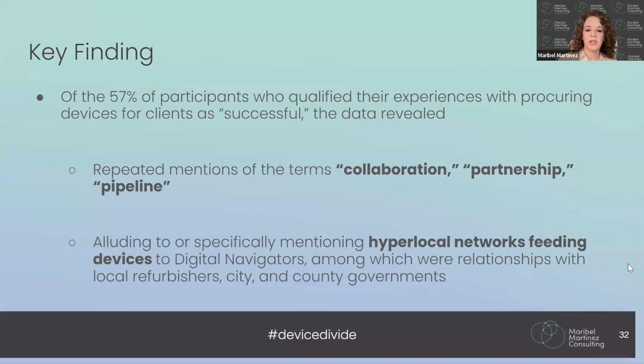Another even more interesting finding was learning more about perhaps why or how some digital navigators were successful with procuring devices for clients. As digital navigators were asked to elaborate on their successes, certain words were repeated time and again, words such as collaboration, partnership, and pipeline. Some digital navigators also specifically mentioned local device pipelines or networks that had been created through intentional partnerships to ensure a steady supply of affordable computers, new and/or refurbished, were available to people who needed them.